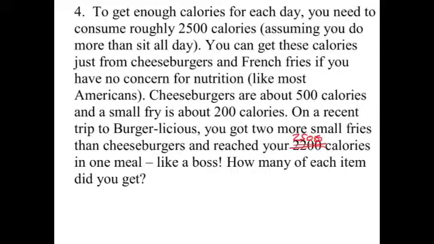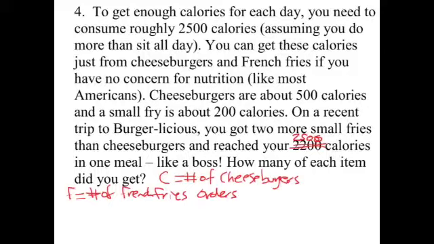And let's use C to be the number of cheeseburgers, and we'll let F be the number of French fries. So now we have our variables established. We want the number of cheeseburgers and the number of French fries. We can take our information from this situation and figure out our system. So look for a total. I recommend starting with that.